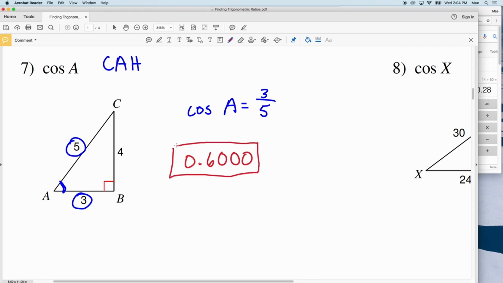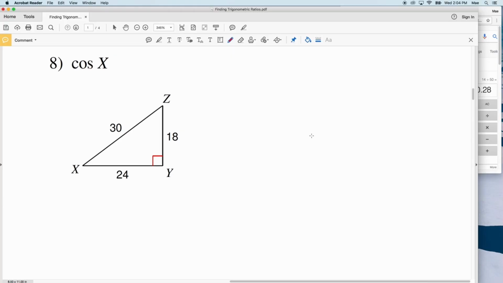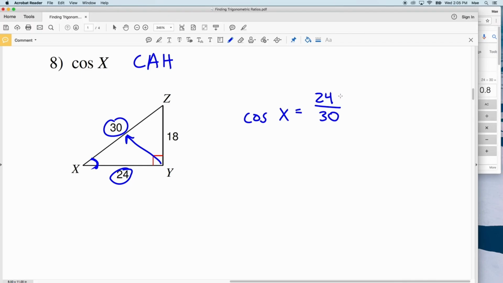0.6000. And on to the last problem in this video, the cosine of x. Again, we're going to do cosine, and that's adjacent over hypotenuse. So here is our angle x. So adjacent is the 24, and the hypotenuse is 30. This would also simplify down into 4/5, which is 0.8. So 0.8000 is the answer for number 8.